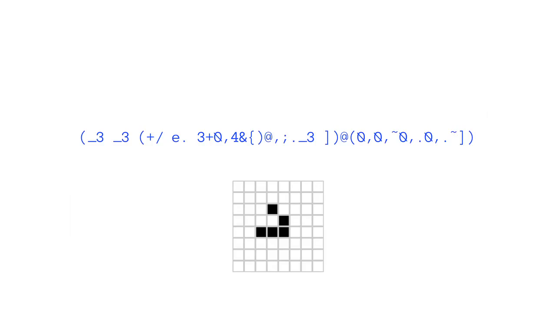Like this. Okay, Conway's Life. How many lines of code does it take to write Conway's Life in Ruby? This is what it looks like in J. Okay, the J programming language. And yeah, kind of funky, isn't it?